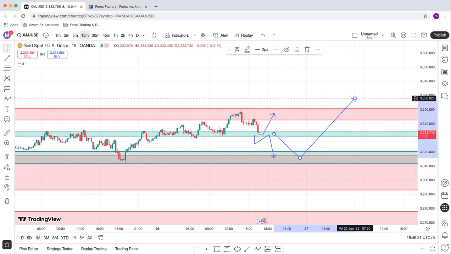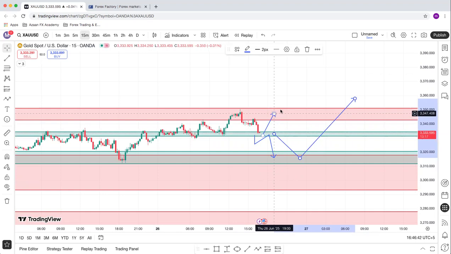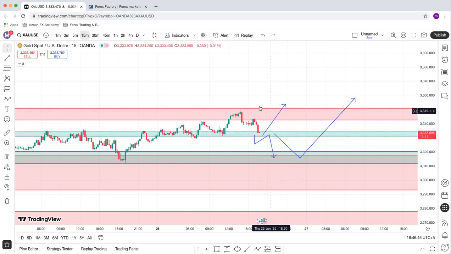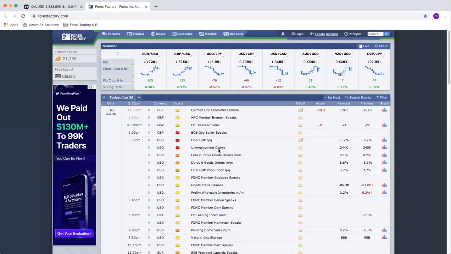And if gold doesn't break this last support in 15 minutes, then it may give us a buy confirmation here, and we will trade in buy side direction further in gold. So this is the analysis for today's intraday trades. If we look at the news, there is a final GDP and unemployment claims news for today.